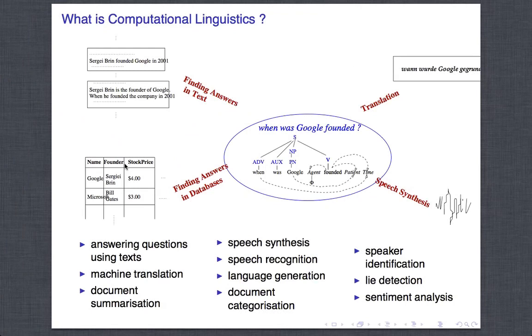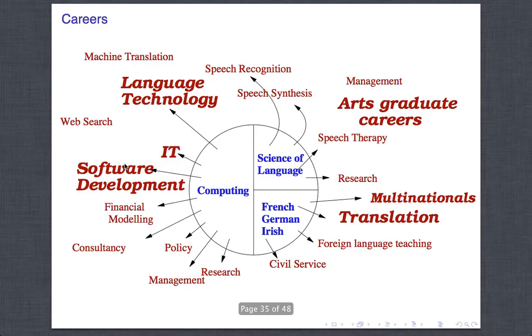So as I mentioned, machine translation, speech recognition, categorizing documents, identifying who's speaking, and the list really goes on and on and on. Because language is such a ubiquitous thing and we use it all day long to do things, the list of things that you might want to get a computer to do using language is pretty endless. So, careers. What do people end up going into from this degree?